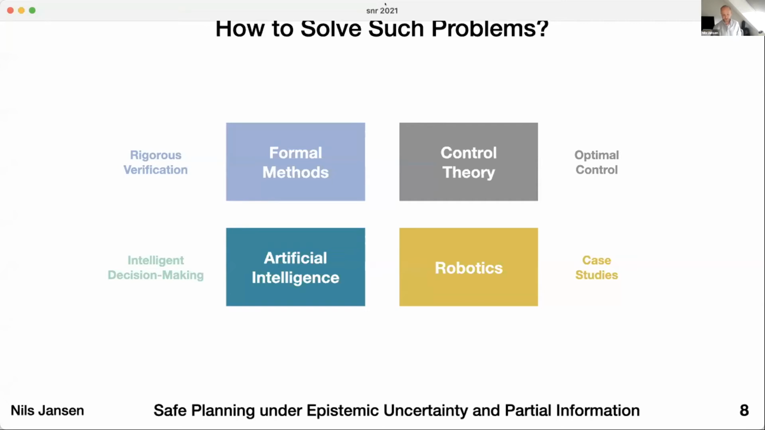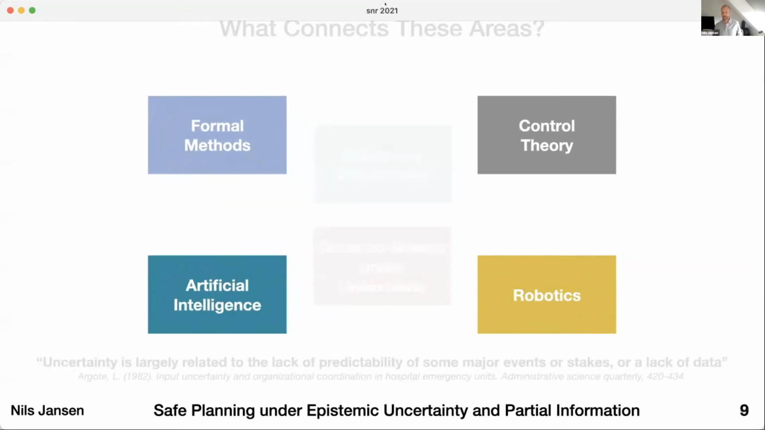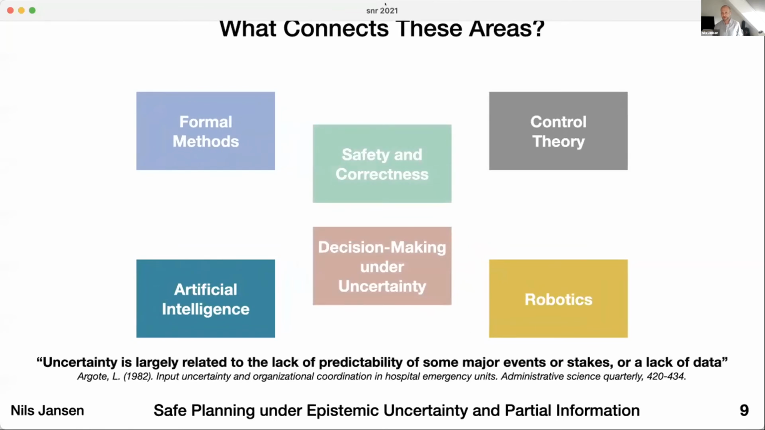So the question is now, what connects these areas? And from our secluded view, what does connect them is that we're everywhere interested in safety and correctness and decision-making under uncertainty. So in all these areas, uncertainty is a central aspect. And I've looked for quotes, and one of them I found is that uncertainty is related to lack of predictability of events, stakes, or just a lack of data. So this is the kind of uncertainty that we want to deal with.